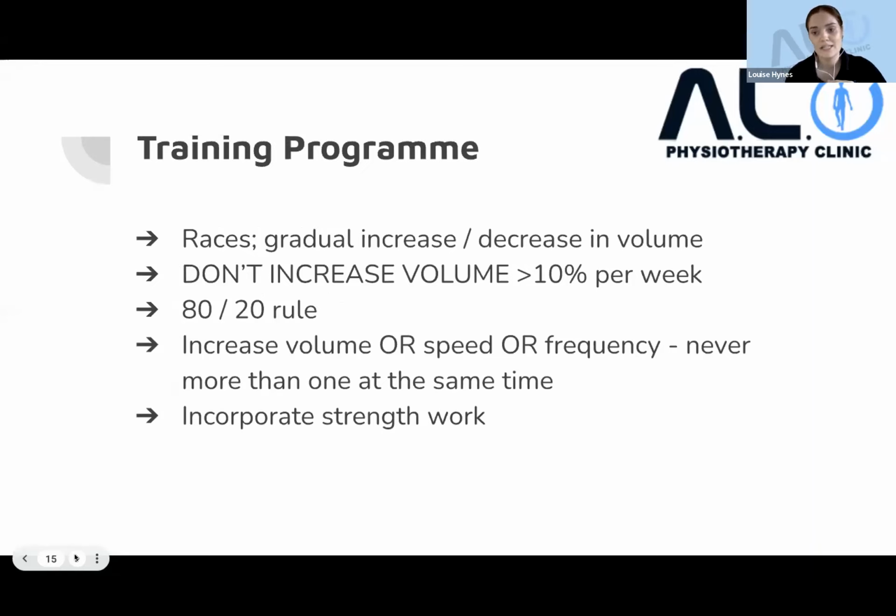The 80 to 20 rule suggests that 80% of your training should be at a more moderate intensity and only 20% at a higher intensity. Again, as I mentioned before, if you're coming up to a race and you want to work on either your distance or speed, really just pick one of them at a time and work on that before you increase something else. Never increase more than one at the same time. And really important for all runners is incorporating strength work into your plan.